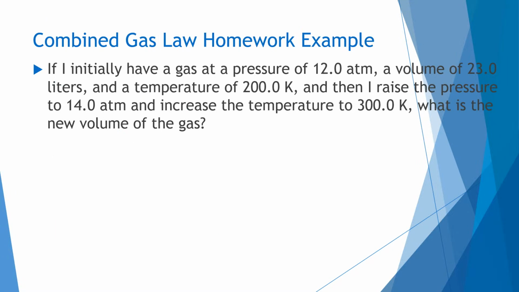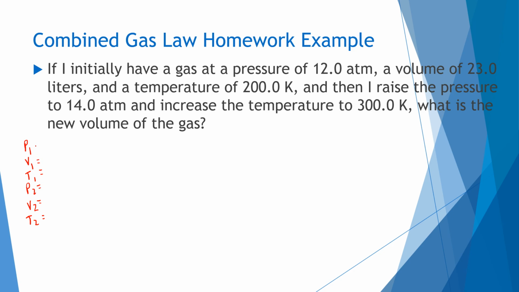So we're going to look at an example. It says, if I initially have a gas at a pressure of 12 atm, a volume of 23 liters, and a temperature of 200 Kelvin, and then I raise the pressure to 14 atm and increase the temperature to 300 Kelvin, what is my new volume? Just like any of those previous problems, I always tell people to list the variables: P1, V1, T1, P2, V2, T2.